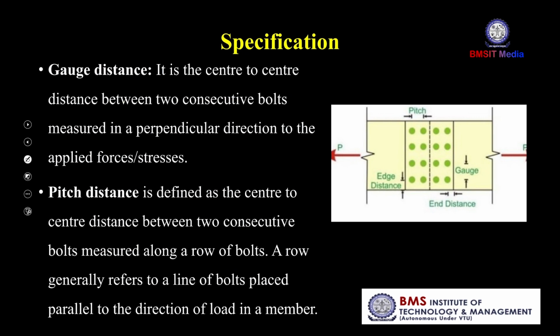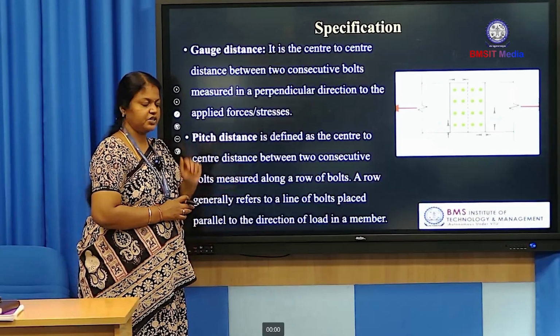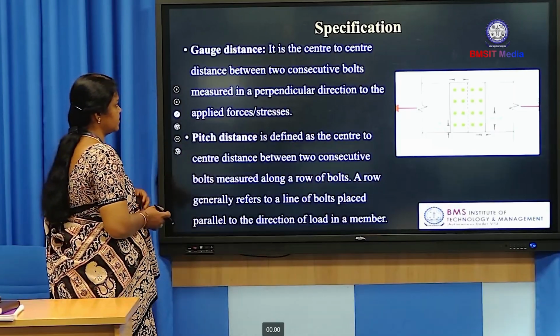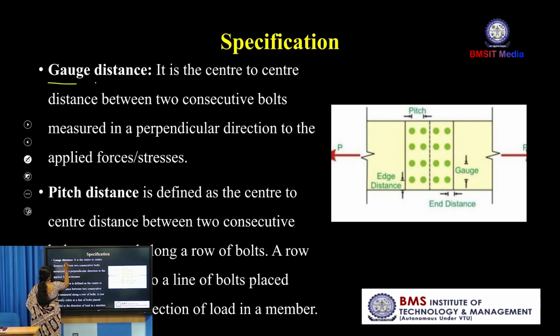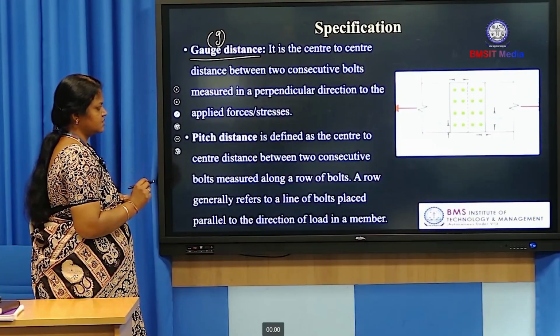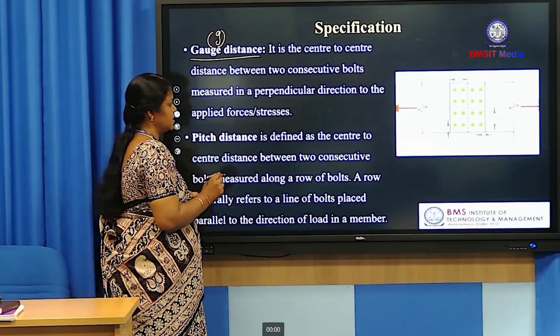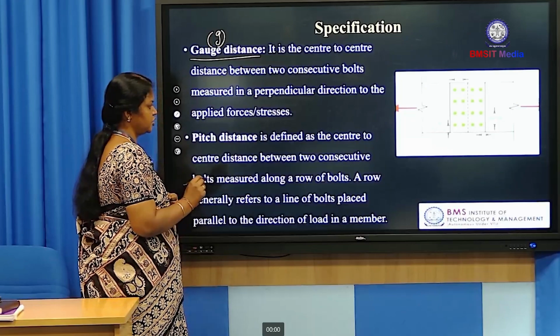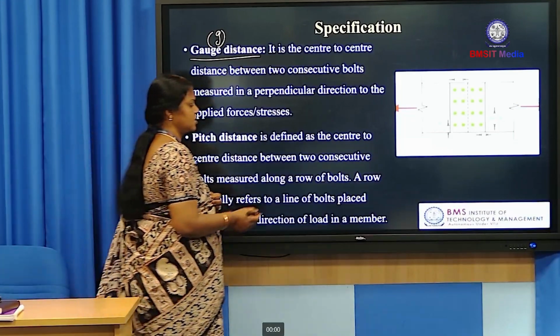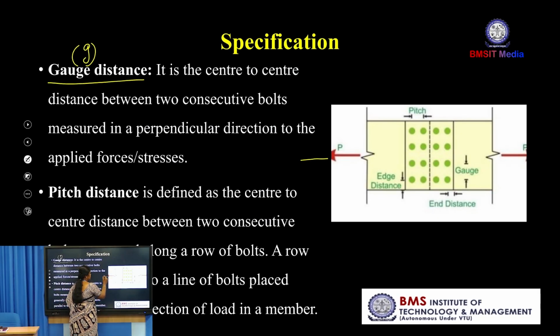So, next one, some of the terminology we should know before designing the bolted connection. The first one is gauge distance. The symbol is small g. So, what is gauge distance? It is the center to center distance between two consecutive bolts measured in a perpendicular direction to the applied force. See here, this is the direction of the applied force.